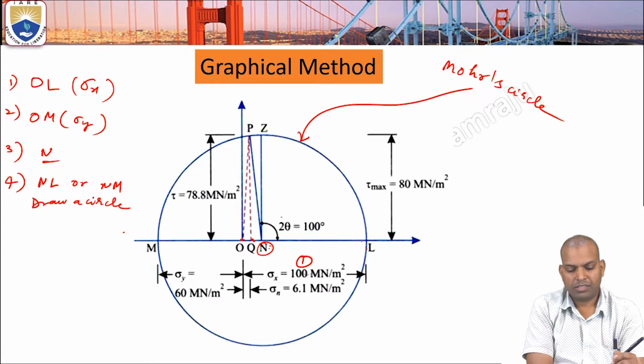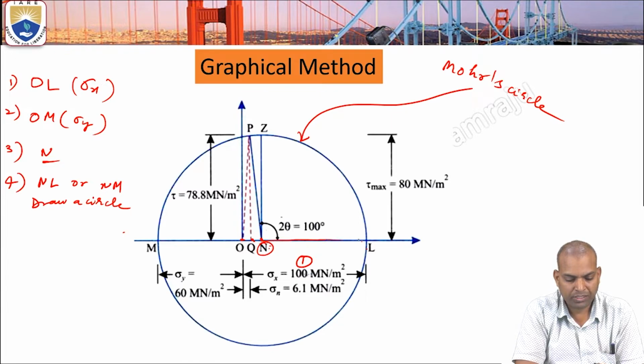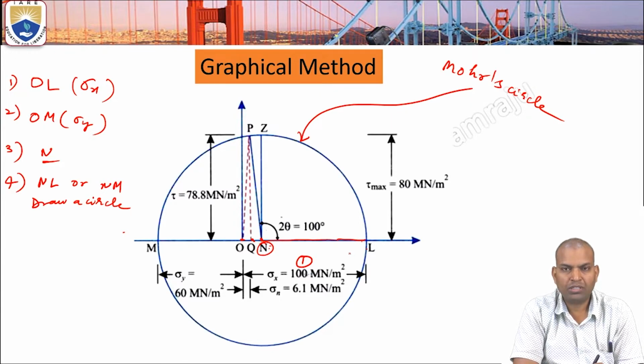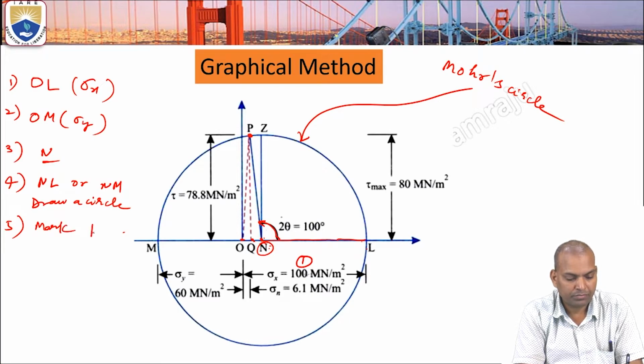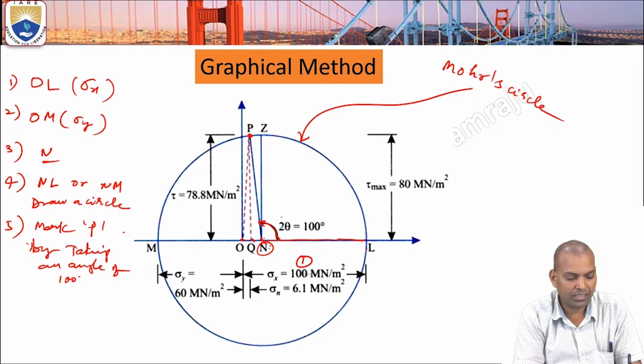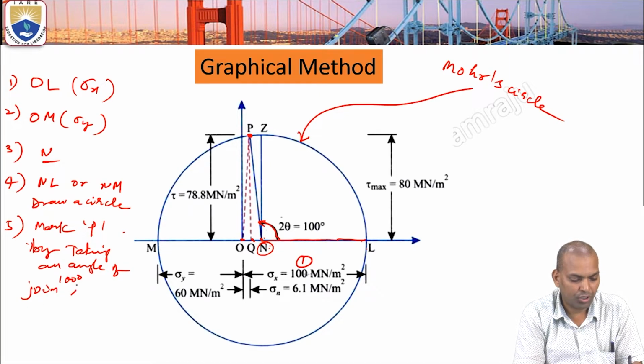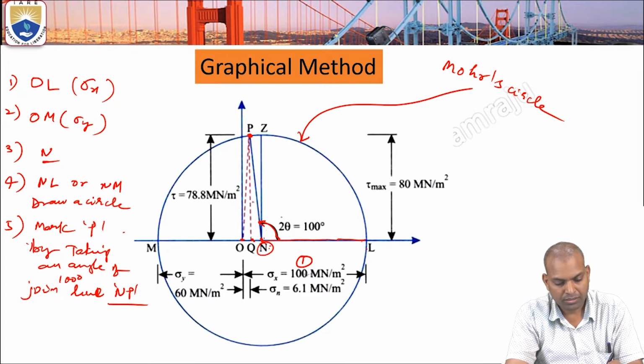So after this, from N as the center, NL is the reference line. Take an angle of 2 theta, 2 times 50, that is 100 degrees. Mark point P. Now join the line NP, joining N to P.